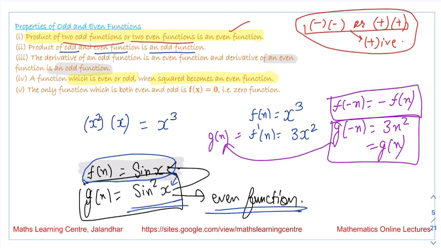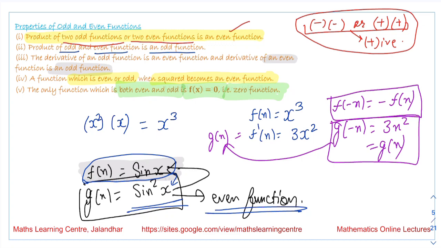Next is the only function which is both even and odd. It is the constant function, the zero function. So the zero function is the only function which is both even as well as odd.